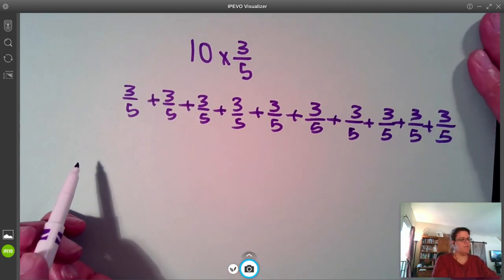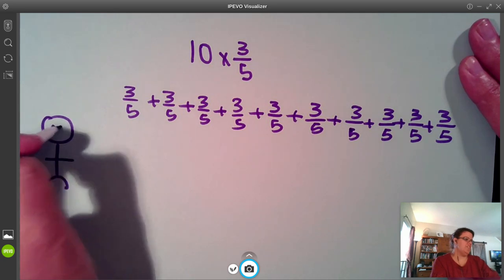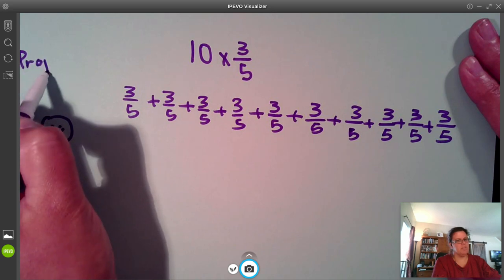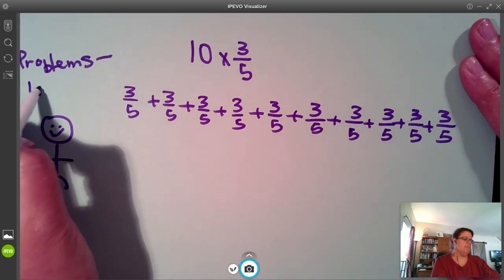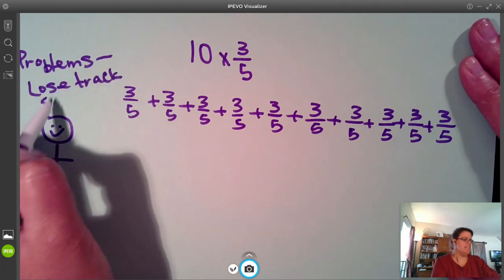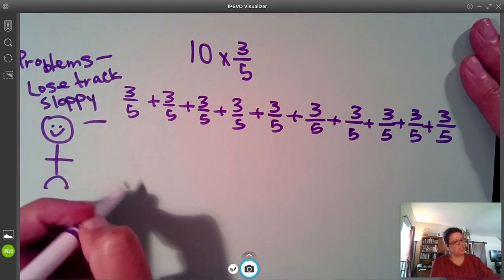Okay, the problem with this way is, in addition to having to write so many numbers, potential problems: we could lose track, we could get sloppy. So here's what we're going to do.